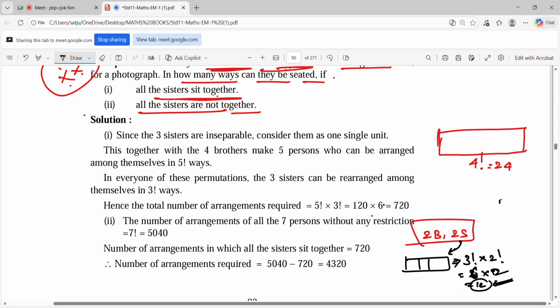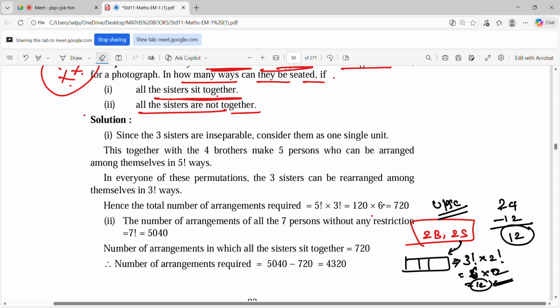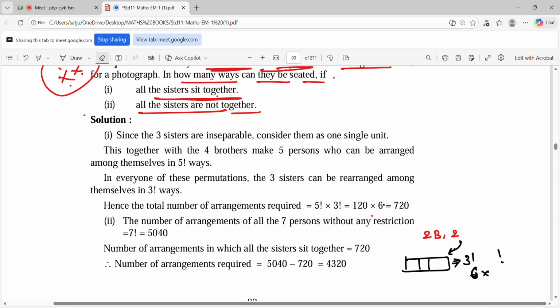But the question is not seating together. So from the total you have to subtract the seating together. 24 minus 12, the answer is 12. Understood? This is a UPSC question. This is the exact question provided there. Understood everyone? The concepts are evolving from the very basic books, your school books, fundamentals. They are giving you questions. Next.